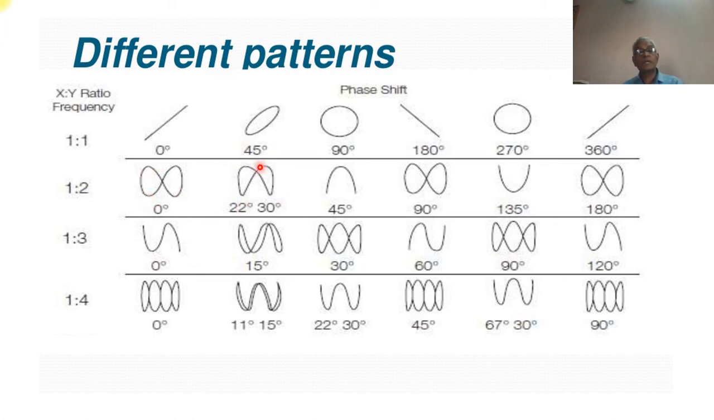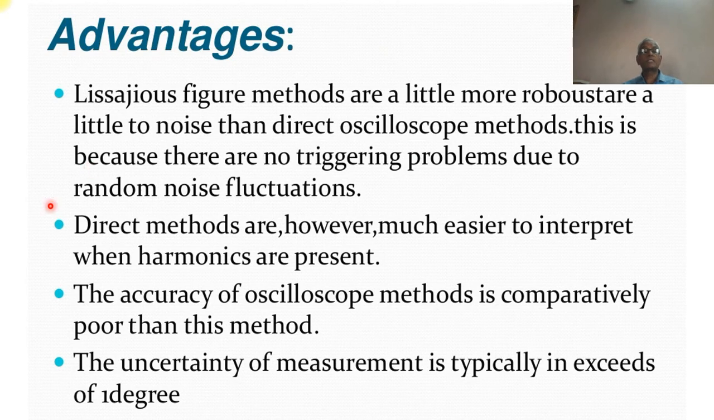For 20 to 30 degrees, this kind of figure will be there. For 45 degrees we get a hyperbolic figure, and so on. For 1 is to 3 we get this kind of figure. For 1 is to 4, for 0 phase we get this kind of figure. For a phase difference of 11 to 15 degrees we get these kinds of structures, and so on. From these different patterns we can know exactly what the phase difference is and what ratio of the frequencies there is between the two.